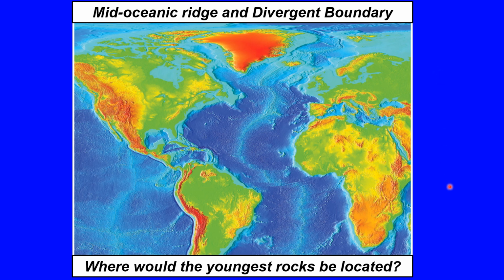All right, so the question here, in case you get that one, well, along a divergent boundary, where would the youngest rocks be? Well, that'd be close to where the opening is. And the oldest rocks are further away.